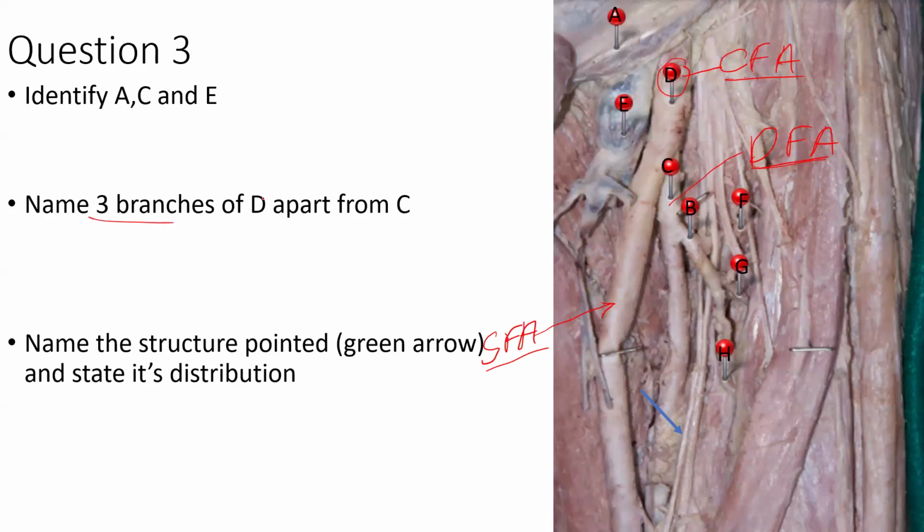So what are the branches? Name three branches of the common femoral artery apart from C. Apart from the deep femoral artery and superficial femoral artery, what are some other branches which come from the common femoral artery? Very good. Superficial epigastric, superficial circumflex iliac, and the superficial external pudendal. Also, does the deep external pudendal artery come from the common femoral artery? It's a yes or no question. Okay, yes.